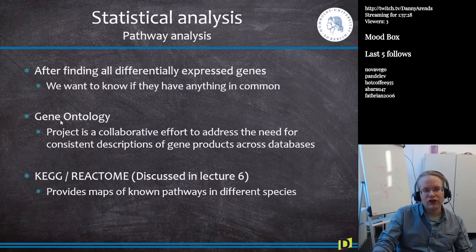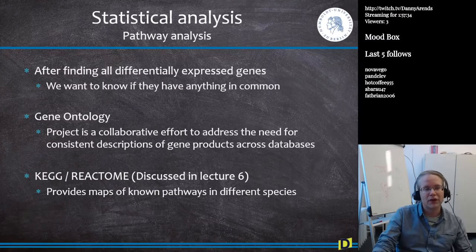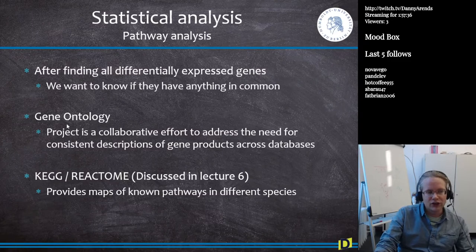Another way of doing this is gene ontology, right? Imagine that I have no idea which pathway might be involved or which biological process might be affected. Then gene ontology is something that I can use to figure out in which direction I should look.